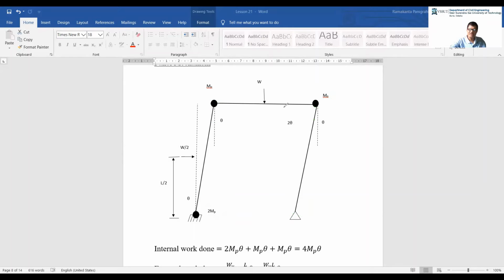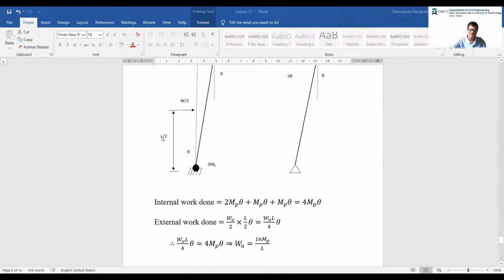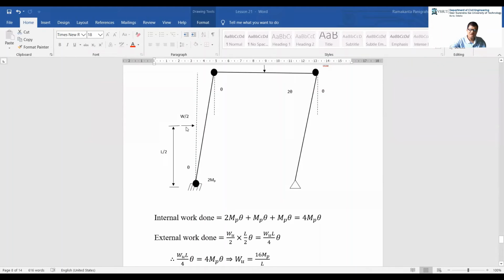What is the external work done? For the external work done, we calculate the value like this. There is only one load, Wu by 2, acting through this deformation. Let this deformation be delta 1. What will be the value of delta 1? If you consider this triangle, this is theta, so tan theta, which is theta, is equal to delta 1 by L by 2. So delta 1 is equal to L by 2 into theta.